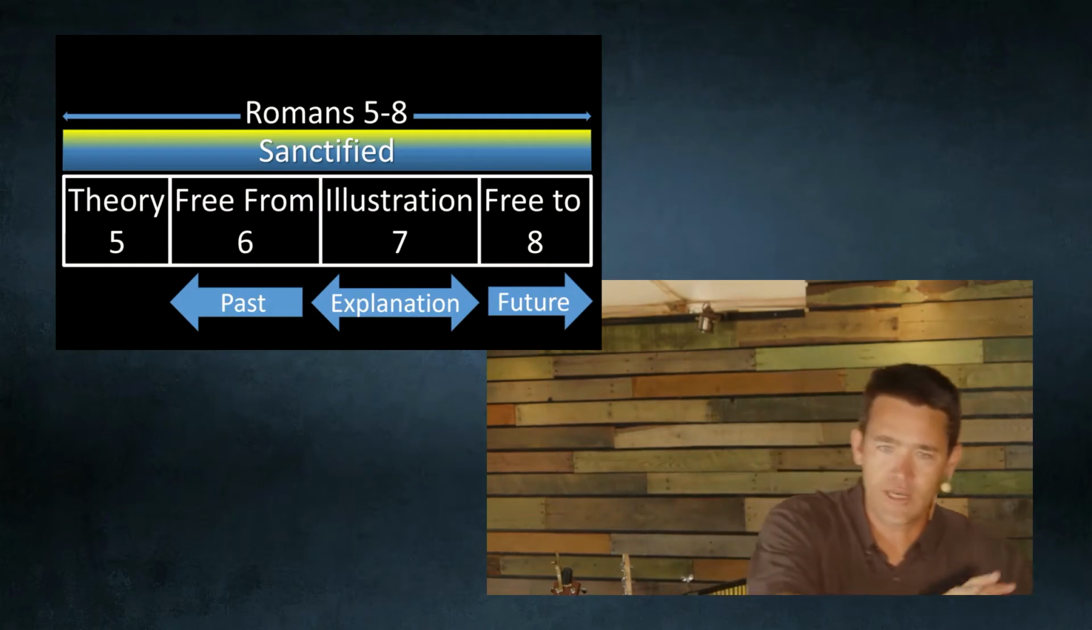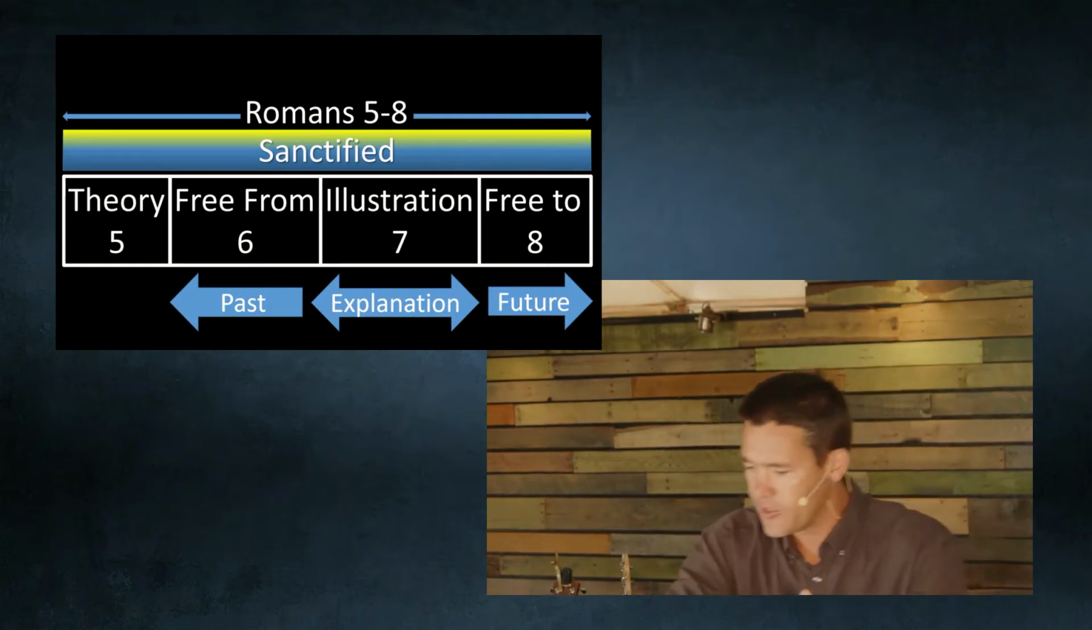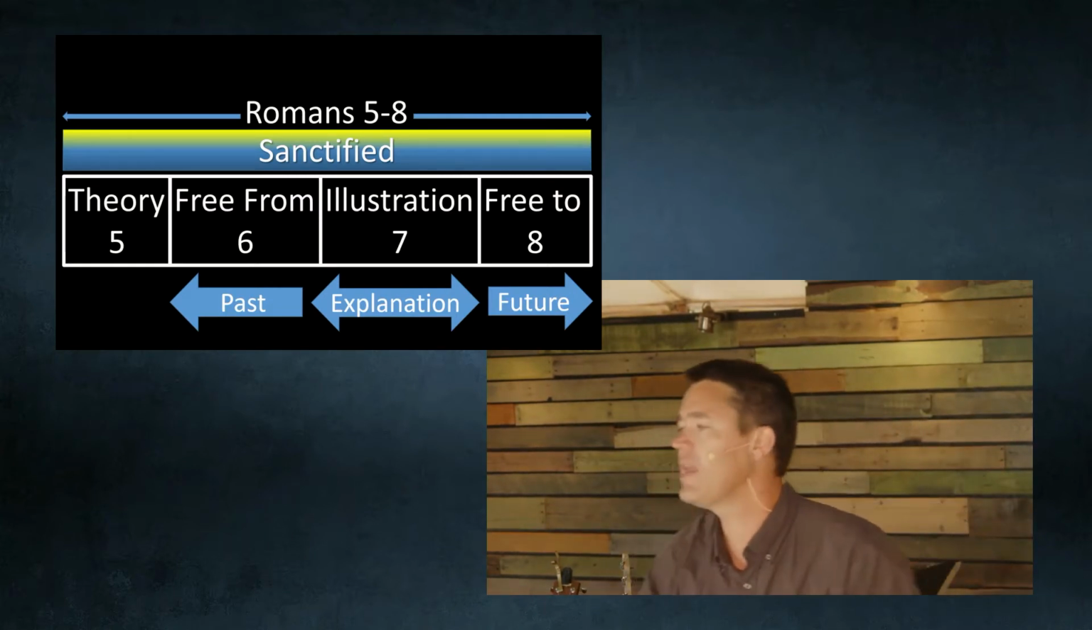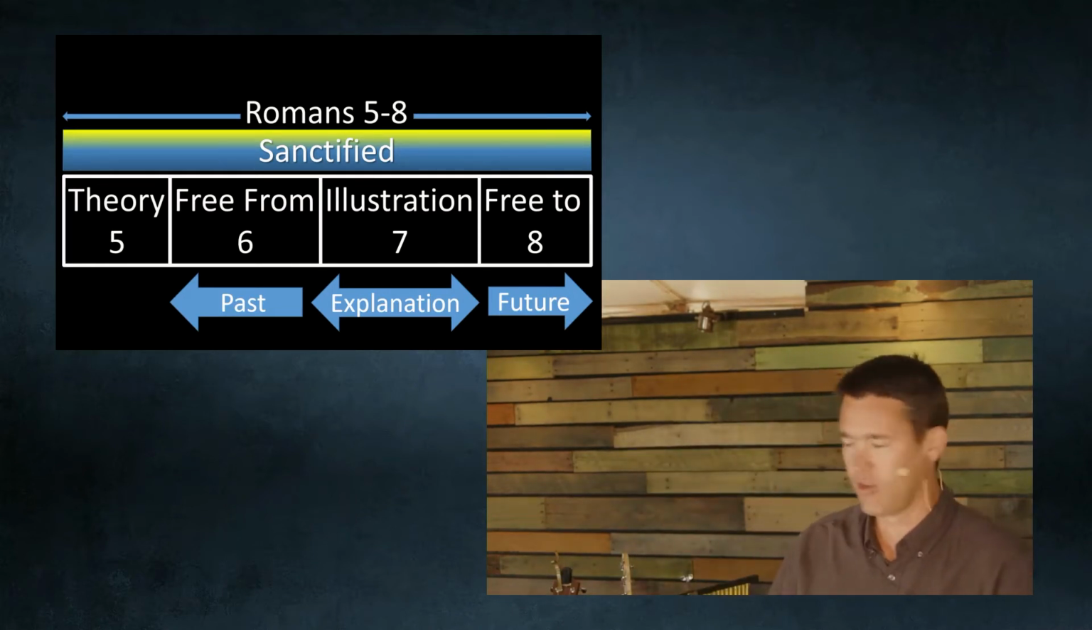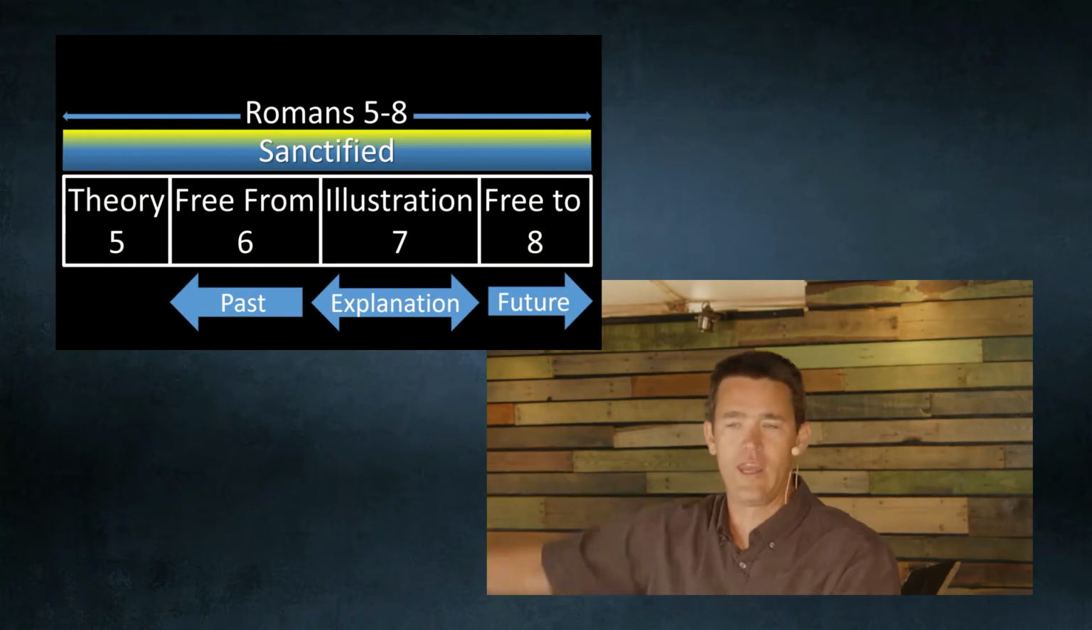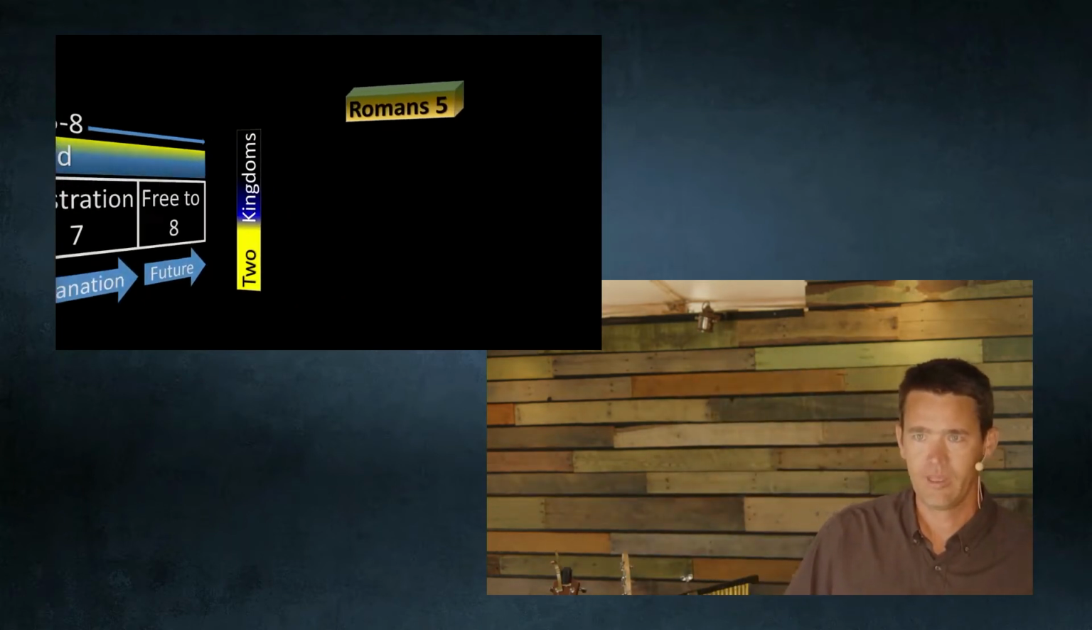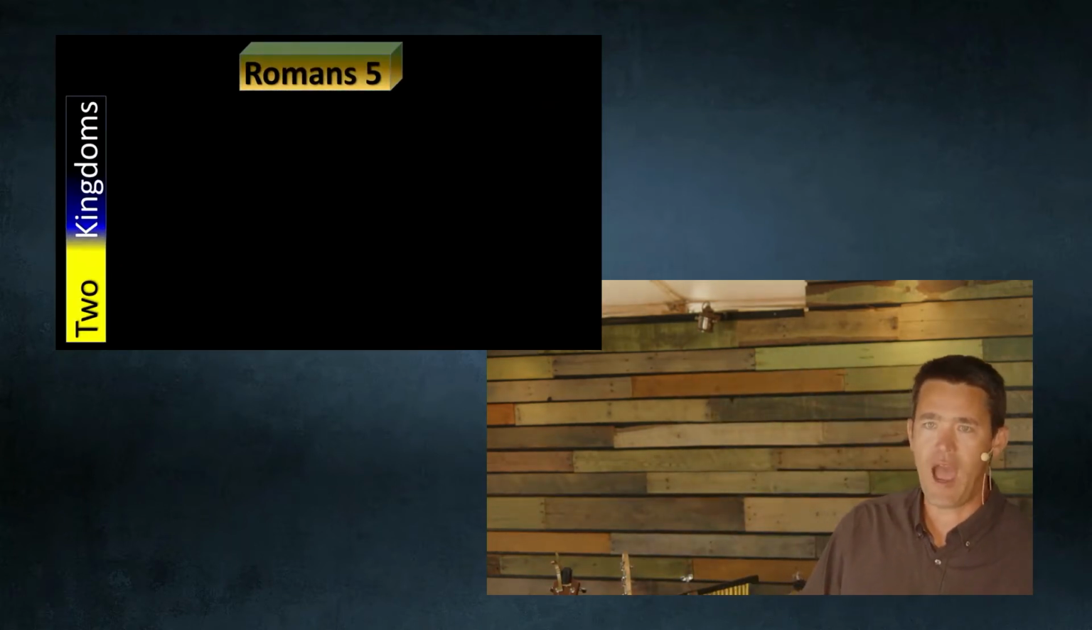So we're introduced as people, lost people, saved people. What does that mean now in our lives? What is an illustration of what that looks like? Now what? That's what we're getting into in chapter 8. Now, jumping back to chapter 5 in a little more detail, he introduces two kingdoms.